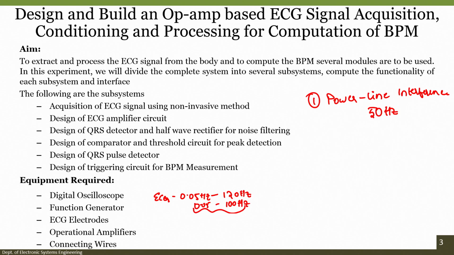So, if I want to remove the frequencies which are greater than the odd multiples of our power line interference, that means 150, 300 hertz, I can simply pass the signal through a low pass filter, so that frequencies greater than 100 hertz cannot pass. Other than the 50 hertz power line interference, the other odd multiples of the power line interference can be completely filtered out.